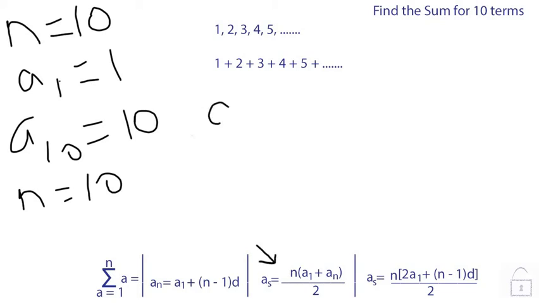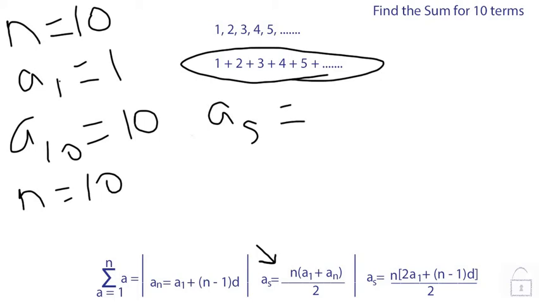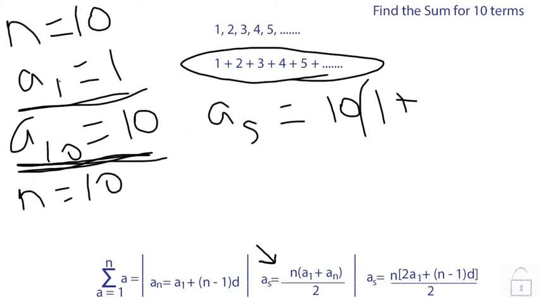So a sub s, and that just means finding the sum of this sequence right here, and that's equal to n, so n is 10, so 10 times the quantity a sub 1 right here, so that's equal to 1, plus a sub n, which we rewrite as a sub 10, that's our last term, and that's equal to 10, and that's all over 2.